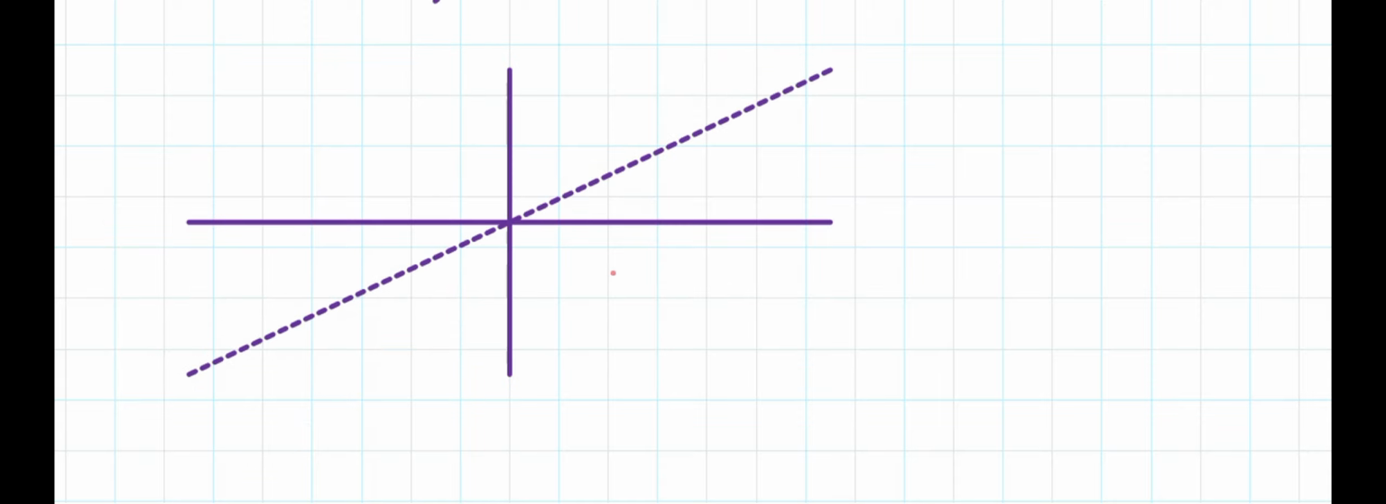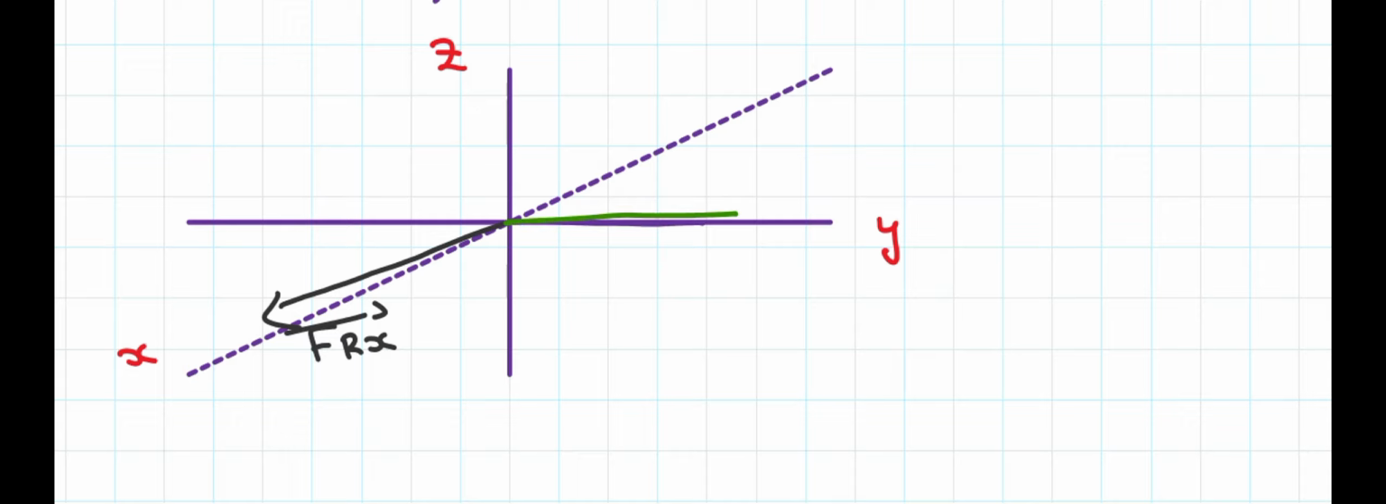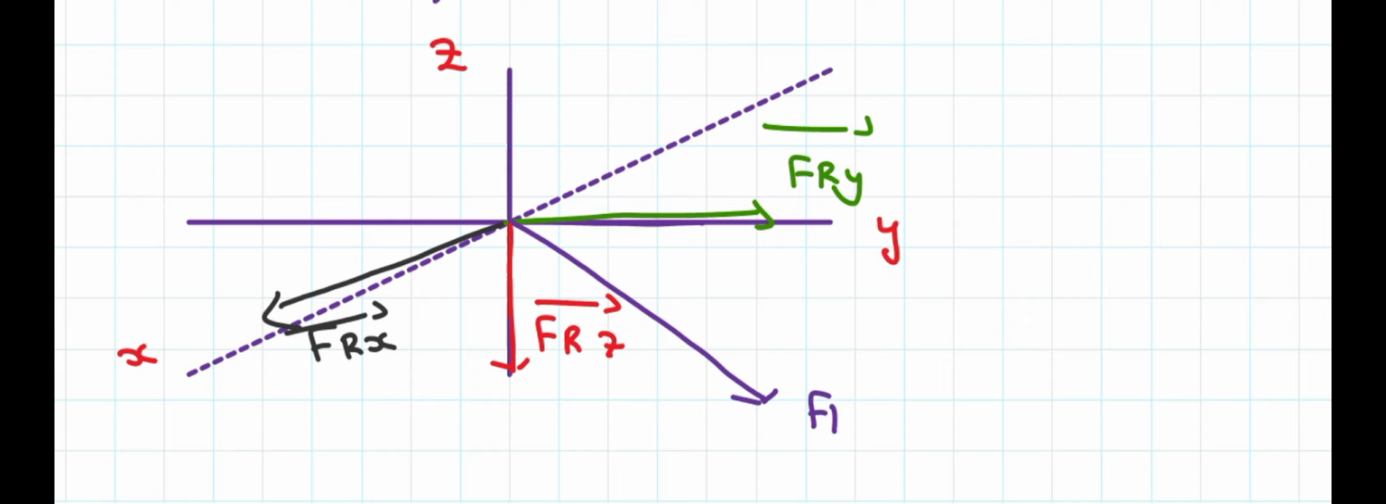So this is basically our x, y and z axis. This is the x axis, this one is the y axis, and this one is the z axis. The vectorial form of Frx is drawn like this. This is our Frx. Similarly, this is our Fry right here. And lastly, this is our Frz. Now, if you join these vectors by the help of the head-to-tail rule, you will get the resultant vector lying in this direction. This is our resultant vector.